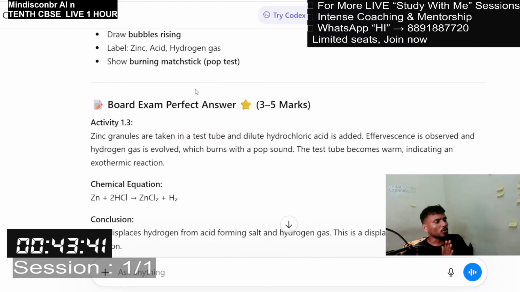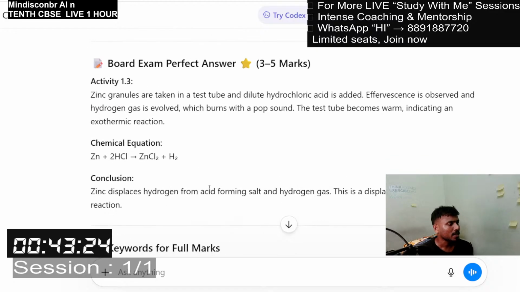Now, some of the board exam explanations. Zinc granules are taken in a test tube and dilute hydrochloric acid is added. Effervescence is observed and hydrogen gas is evolved, which burns with a pop sound. The test tube becomes warm, indicating an exothermic reaction. The chemical equation is Zn plus 2HCl gives ZnCl2 plus H2.